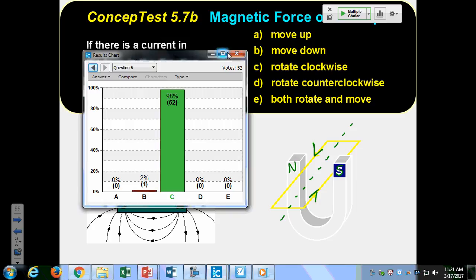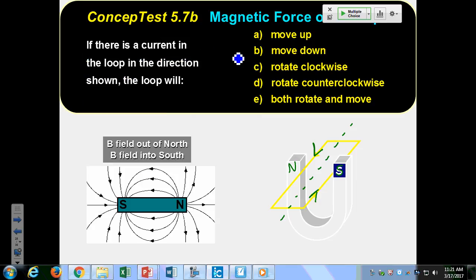Okay, good. C is right. It's going to rotate clockwise. I can just take one of these. I know my magnetic field goes from north to south. Let's take the one on the right. It's going to have a downward force, so it's going to rotate in this direction. This one will have an upward force.